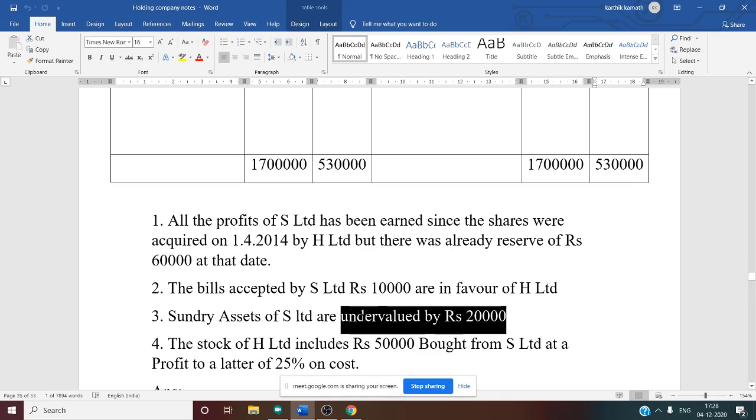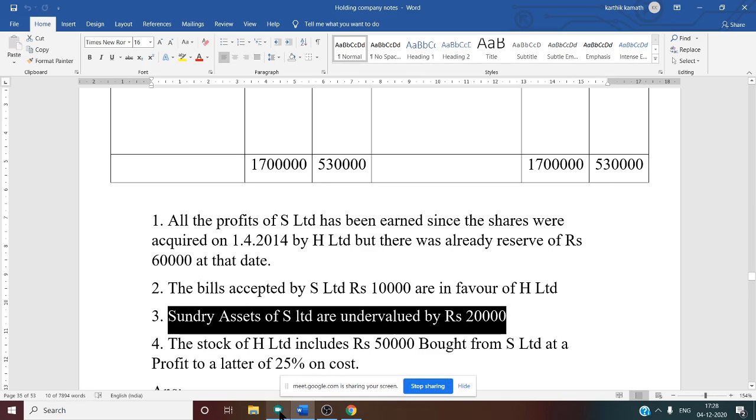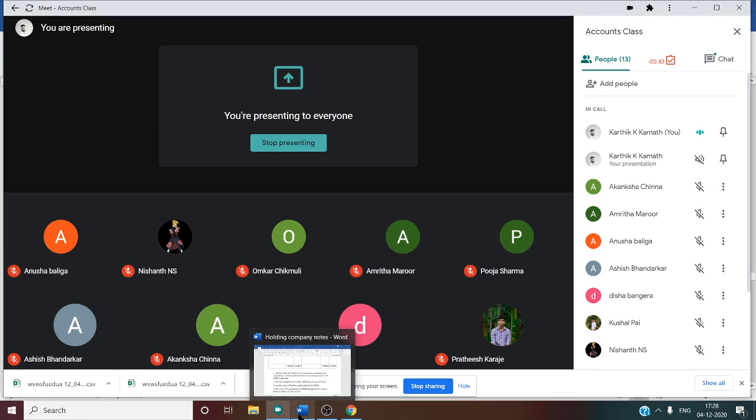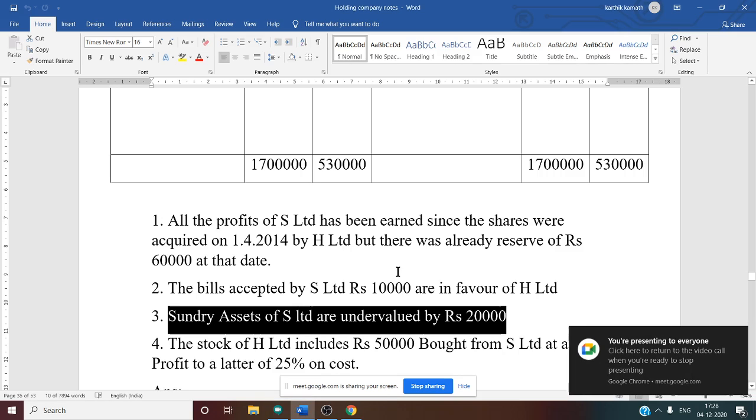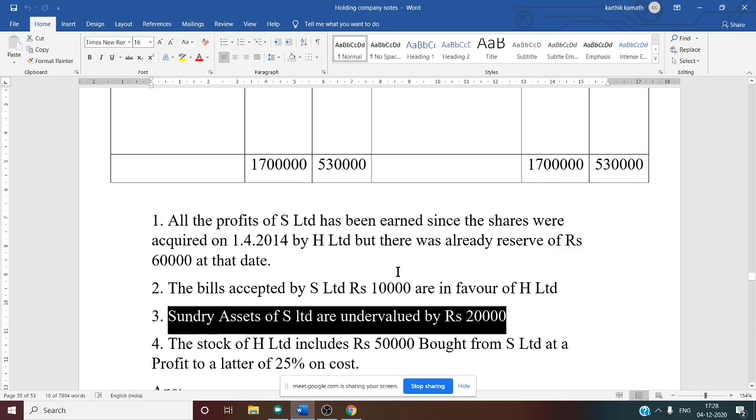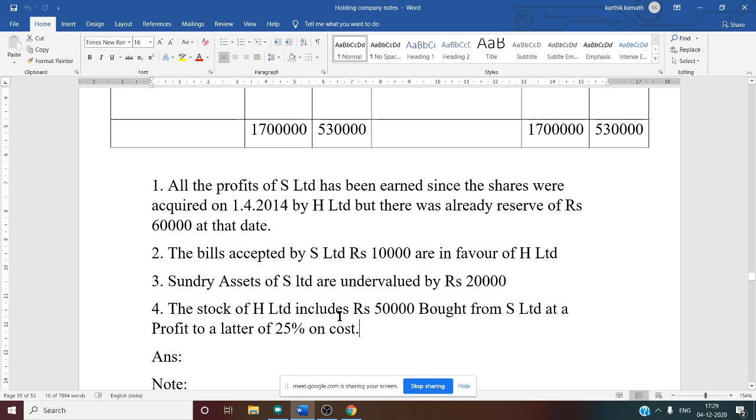So that is one more thing. Whenever there is an undervaluation of an asset, what do we have to do? We have to do revaluation. When there is a revaluation, we have to see whether there is a profit or loss. If there is a profit, we have to divide it between minority and majority. If there is a loss also, we have to divide it between minority and majority. And whenever there is a loss, from minority interest you have to deduct, because all other things, that is shareholder fund, then profit and loss account information, reserve, all are positive in nature.